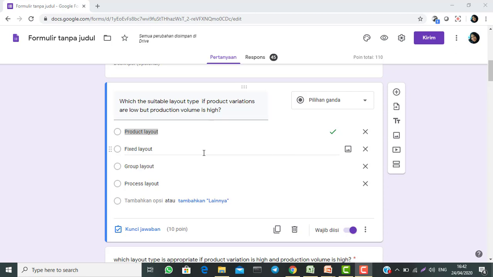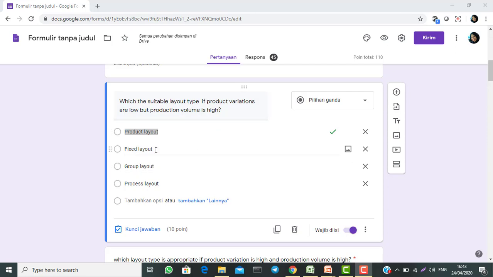In this question, you have to choose the correct answer regarding if the product variation is low but the production volume is very high. So the clue is to take a look again at the volume and quantity charts and select which one illustrates the question best. In this case, if the variation is low but the production volume is very high, it means mass production, which is commonly used in manufacturing or a factory. So the best answer is product layout.